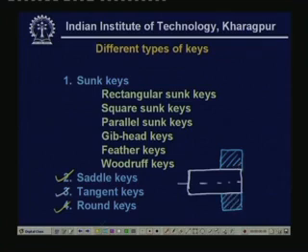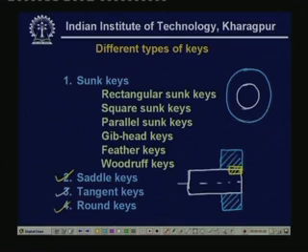Then what we do, we drill a hole over here and then place a key. So, if you look from the side, this is the inner shaft, this is the outer disc and the key is here. So, this is the round key.